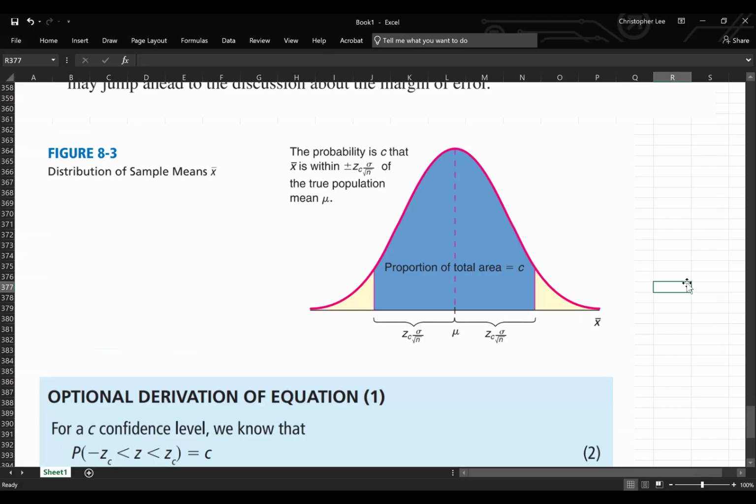So this figure shows a distribution of the sample means X bar. The probability, the confidence level, that the sample mean is within plus or minus z critical times the standard deviation divided by the square root of n of the true population mean mu. So what's happening here? I'm taking samples and I don't know what the actual population mean is, but I'm confident to a certain percent that the mean is captured in between these two values. That's the lesson here.